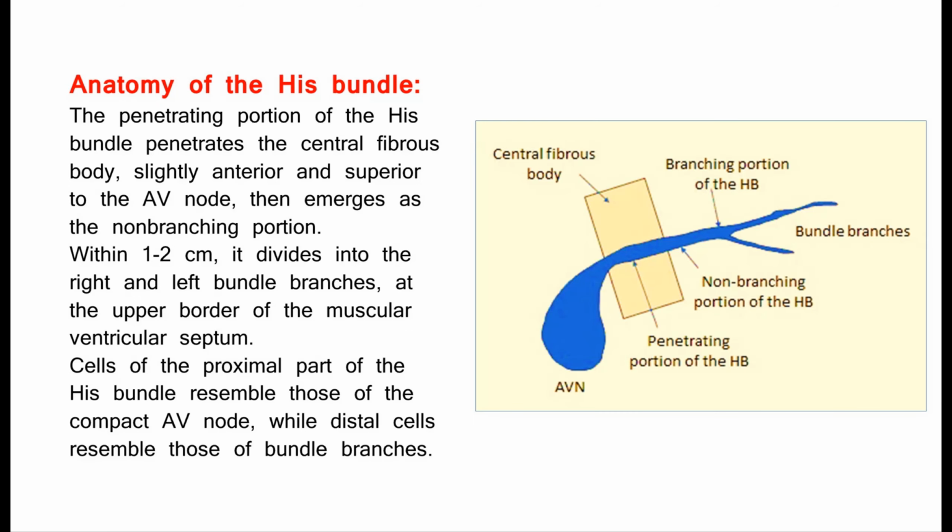Anatomy of the His bundle. The penetrating portion of the His bundle penetrates the central fibrous body, slightly anterior and superior to the AV node, then emerges as the non-branching portion. Within 1 to 2 cm, it divides into the right and left bundle branches, at the upper border of the muscular ventricular septum. Cells of the proximal part of the His bundle resemble those of the compact AV node, while distal cells resemble those of the bundle branches.